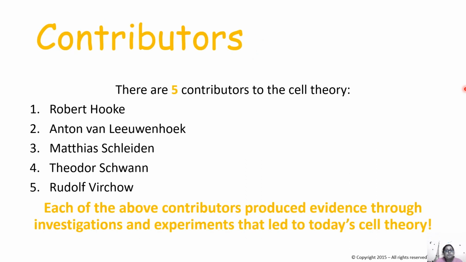So who are the contributors to the cell theory? Robert Hooke, Anton van Leeuwenhoek, Matthias Schleiden, Theodor Schwann, and Rudolf Virchow. Each of the above contributors produced evidence through investigations and experiments that led to today's cell theory. So at today's time point, it might seem very simple, but you can imagine at that point of time when science was not advanced, we were way more handicapped, like we cannot even begin to compare to today's time. At that point of time, people doing experiments with their rudimentary microscopes and rudimentary knowledge, all of these led to the cell theory that we know today.